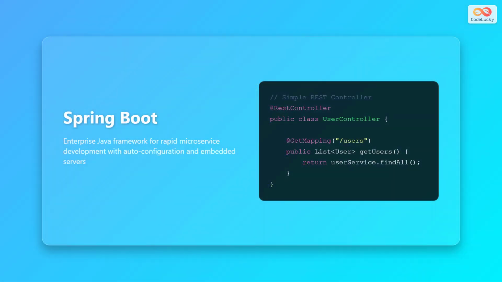First, Spring Boot is a powerful enterprise Java framework. It allows for rapid microservice development with features like auto-configuration and embedded servers. Look at the example code. We have a simple REST controller created using Spring Boot annotations. The @RestController annotation marks the class as a controller, and the @GetMapping annotation maps the GET request for /users to the getUsers method.